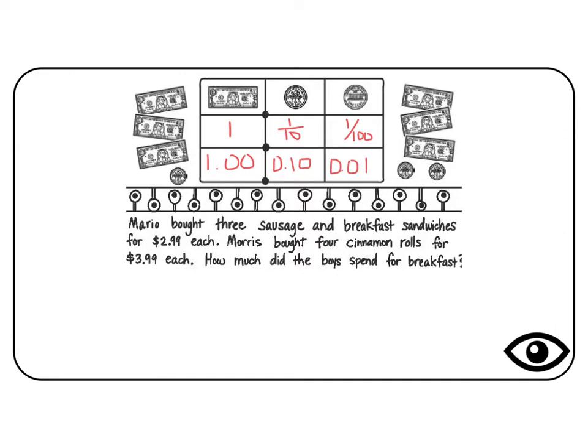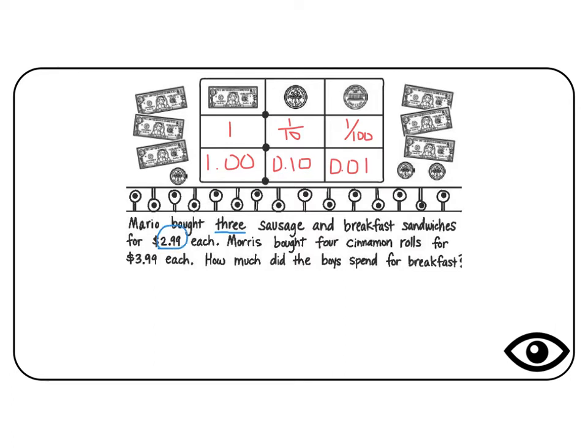So here's our problem. It says, Mario bought 3 sausage and breakfast sandwiches for $2.99 each. Morris bought 4 cinnamon rolls for $3.99 each. How much did the boys spend for breakfast? So let's look at this in 2 parts. The first part we have is how much Mario spent, and that was 3 sandwiches at $2.99.